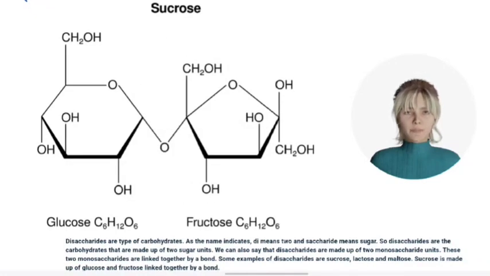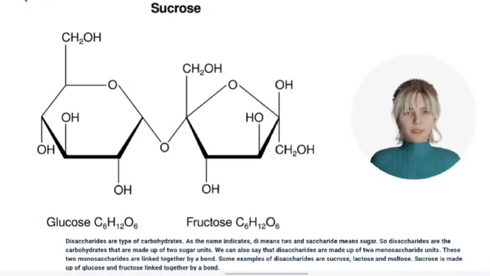Disaccharides are a type of carbohydrates. As the name indicates, Di means two and saccharide means sugar. So disaccharides are the carbohydrates that are made up of two sugar units. We can also say that disaccharides are made up of two monosaccharide units. These two monosaccharides are linked together by a bond. Some examples of disaccharides are sucrose, lactose, and maltose.